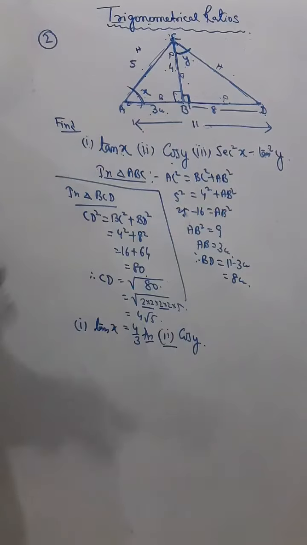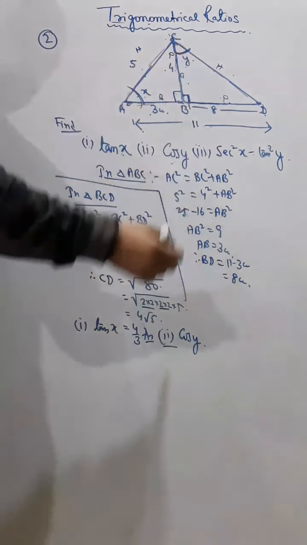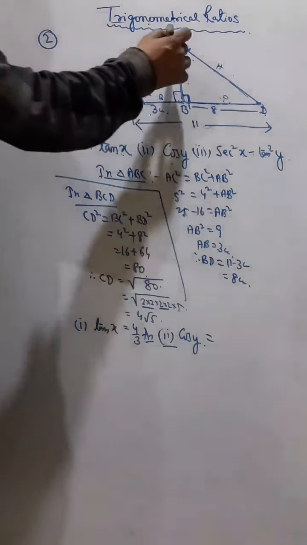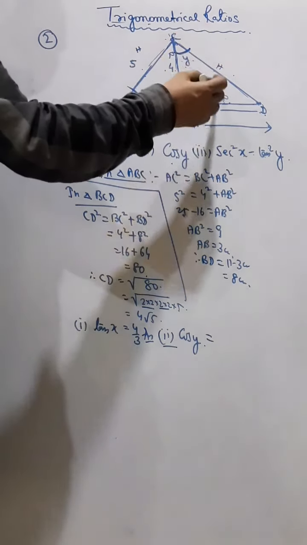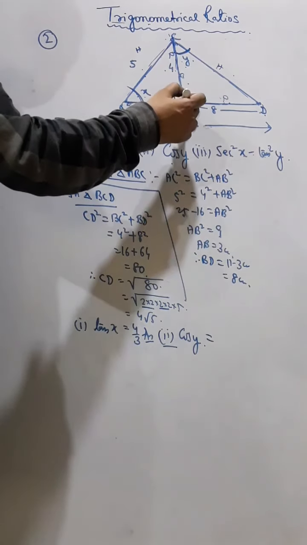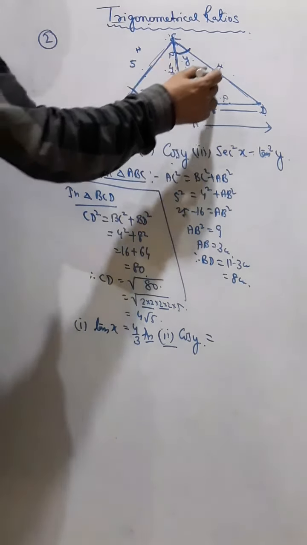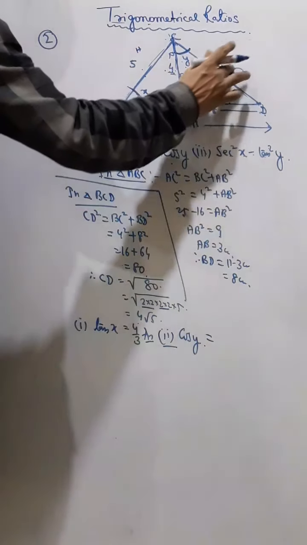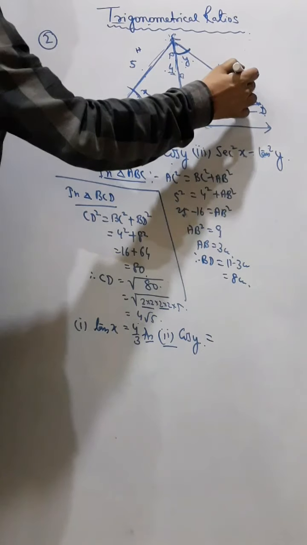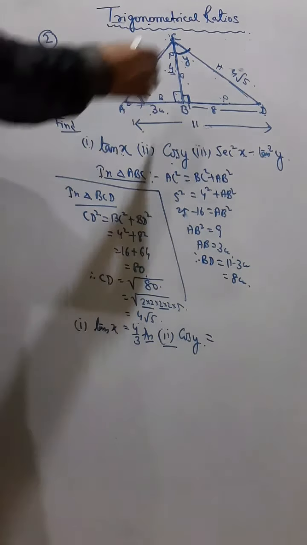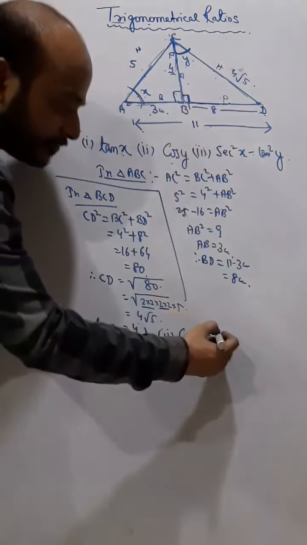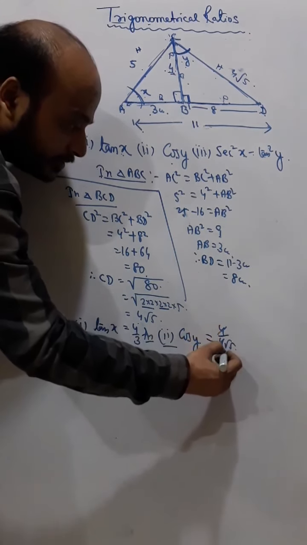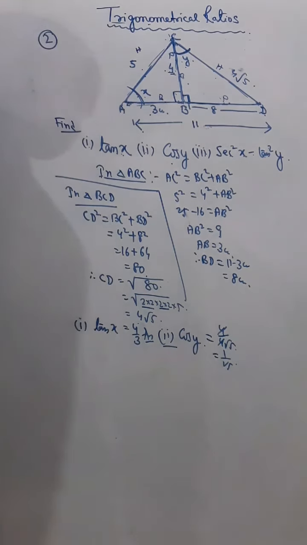So finally now I can say that cos y. Cos y means, you know, cos y is base by hypotenuse. So this is the base. So base is 4, and hypotenuse we got here as 4 root 5, right? So cos y is base by hypotenuse. So what I get? 4 by 4 root 5. So this is cos y.